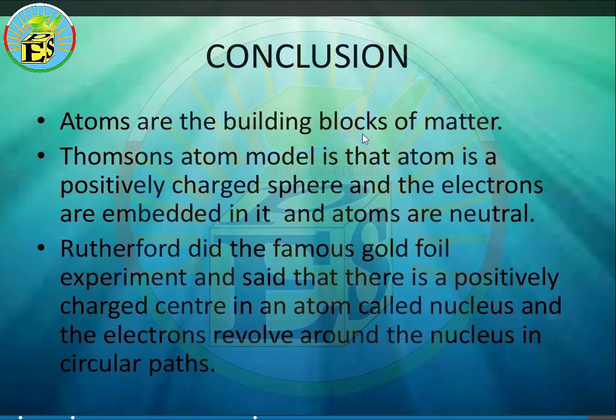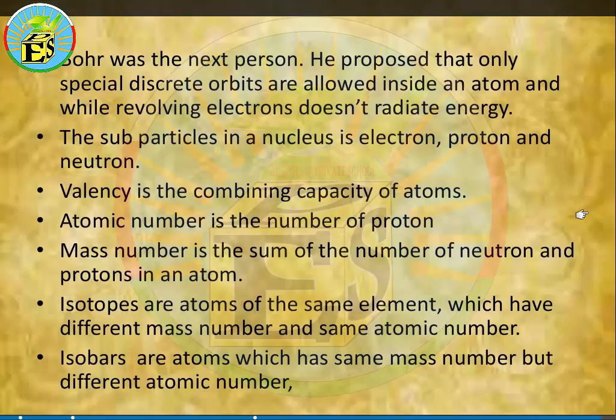Conclusion: atoms are the building blocks of matter. Thomson's atomic model says that an atom is a positively charged sphere with electrons embedded in it, and that atoms are neutral. Rutherford did the famous gold foil experiment and said that there are positively charged centers in atoms called the nucleus, and the electrons revolve around the nucleus in a circular path.